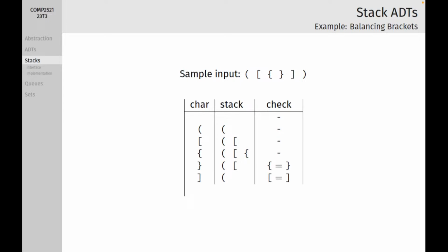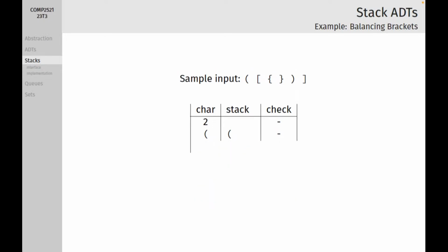Then we see a closing square bracket, so we check what bracket is on top of the stack, which is an opening square bracket, and these brackets match, so we're fine. And then we see a closing normal bracket, which is going to match the bracket on the top of the stack. And finally, we reach the end of our input, and the stack is empty. So we're good. In this case, the brackets are balanced.